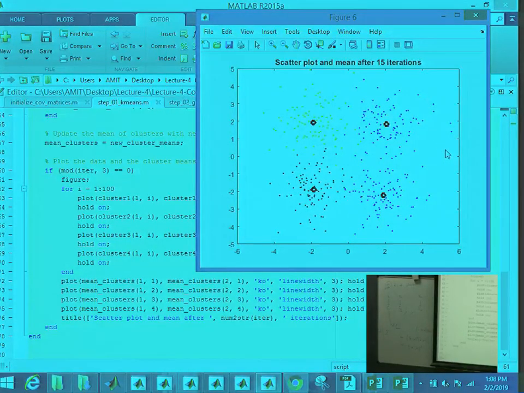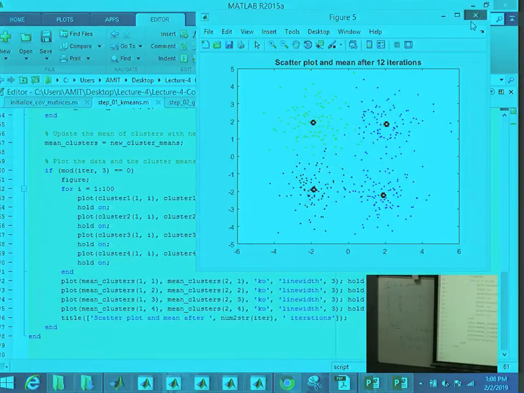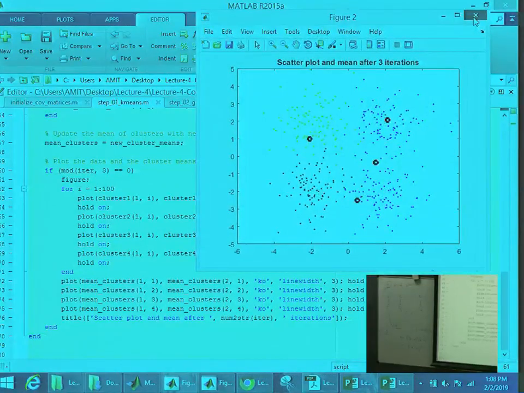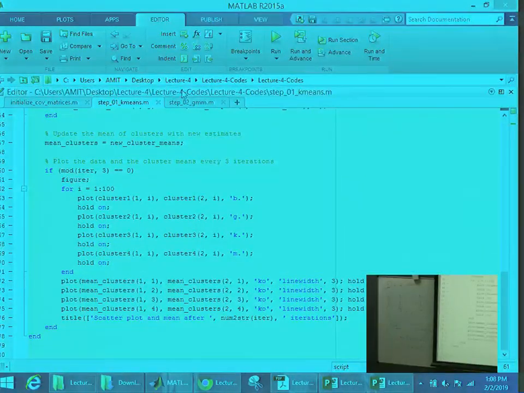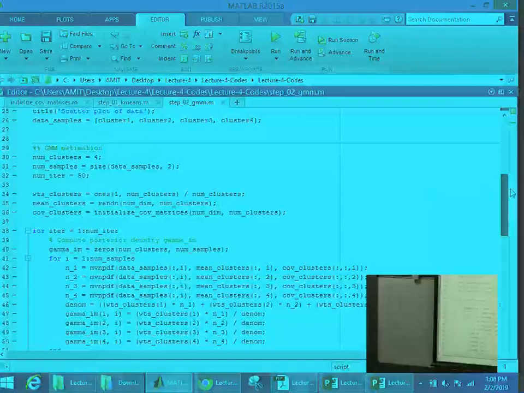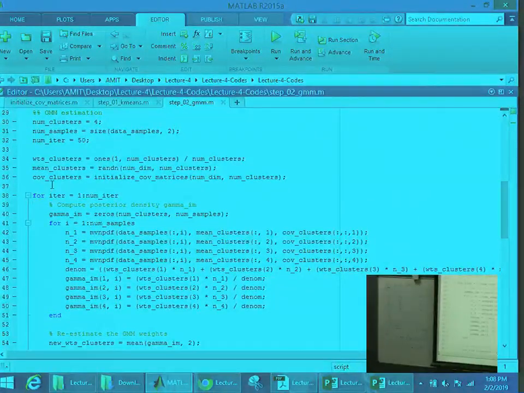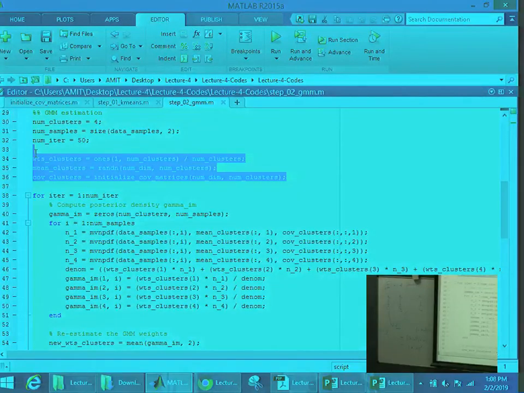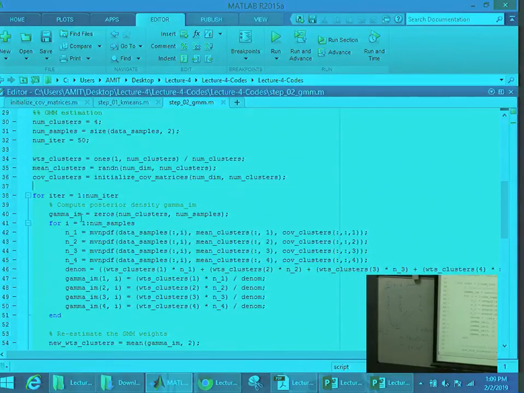So this is how k-means performs, and this is how GMM performs. The same way I am generating the clusters and plotting the data, and I am initializing the weights and the means. Here there are 3 parameters, unlike k-means which had only 1: weights, means and covariance. For each iteration I am getting the posteriors first.